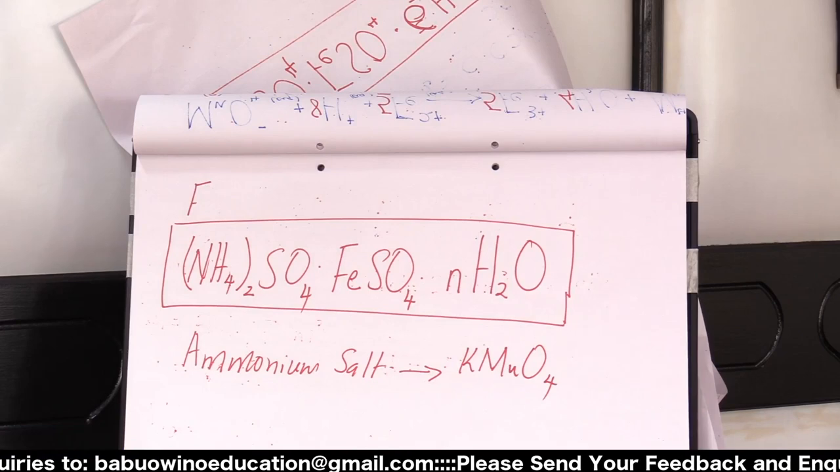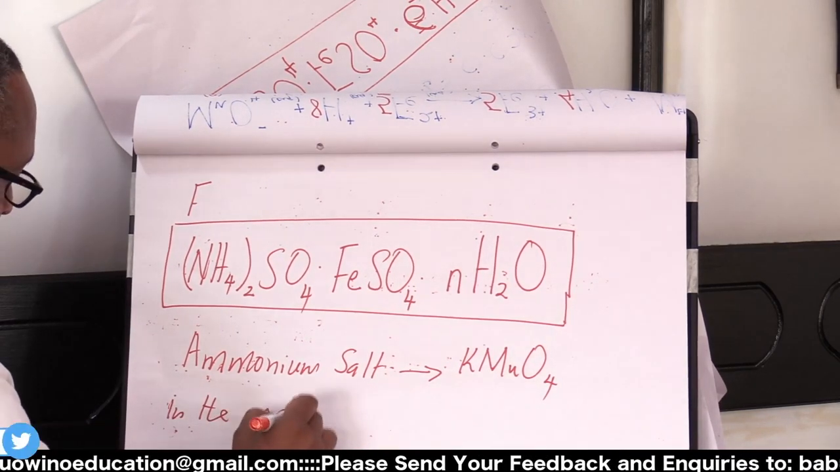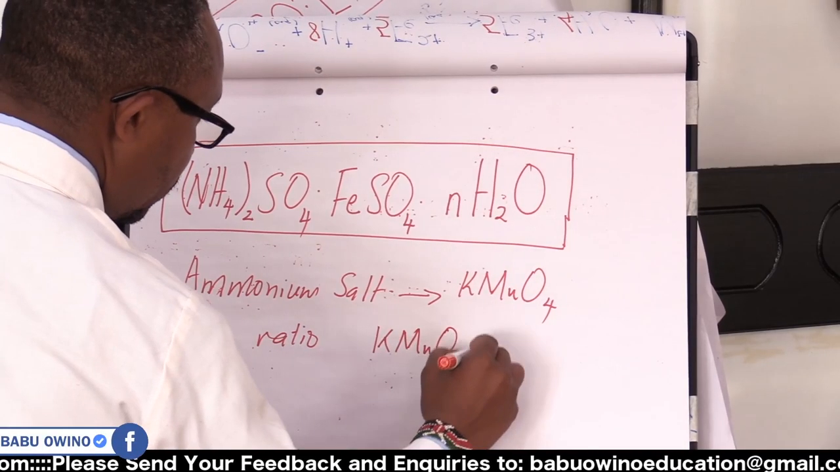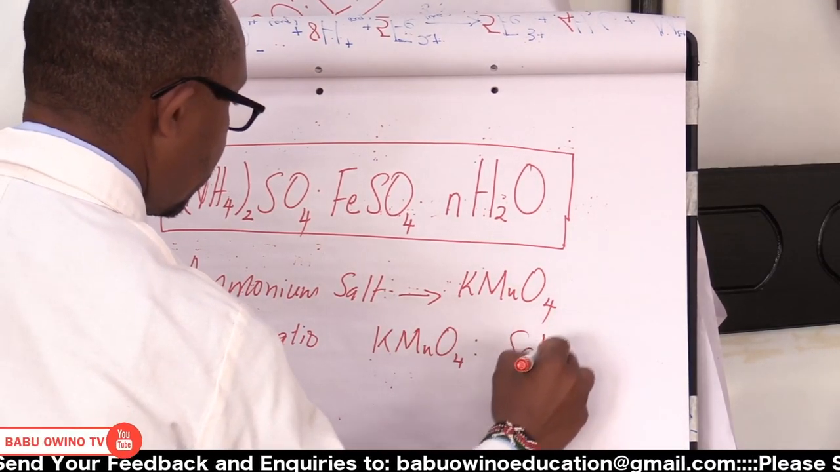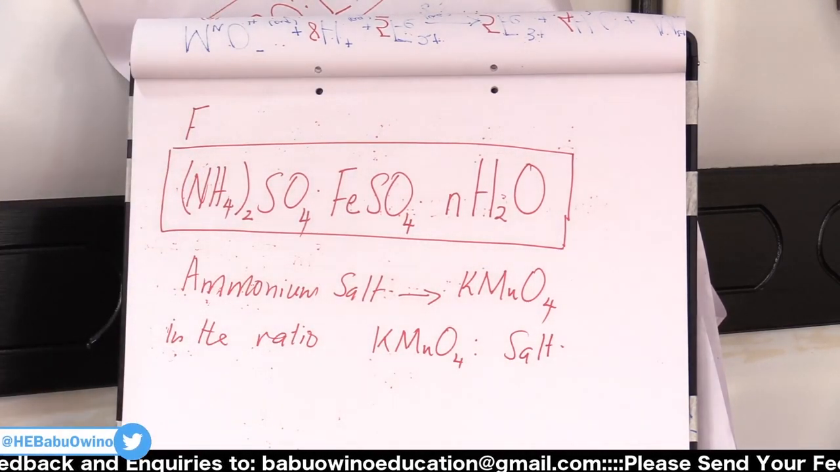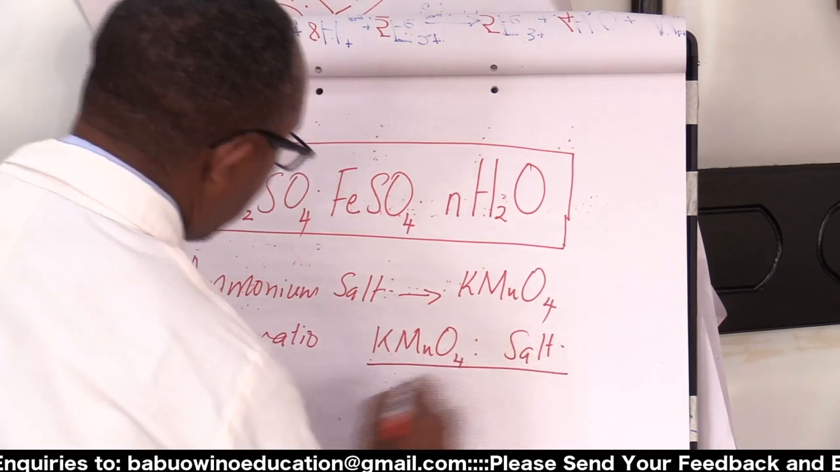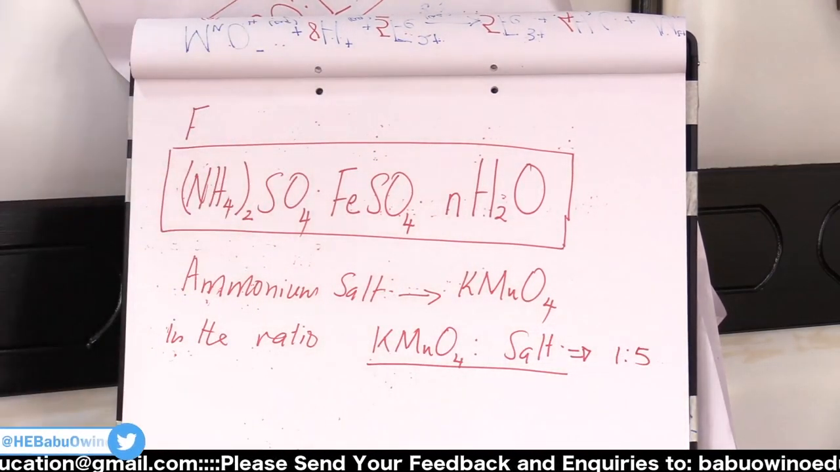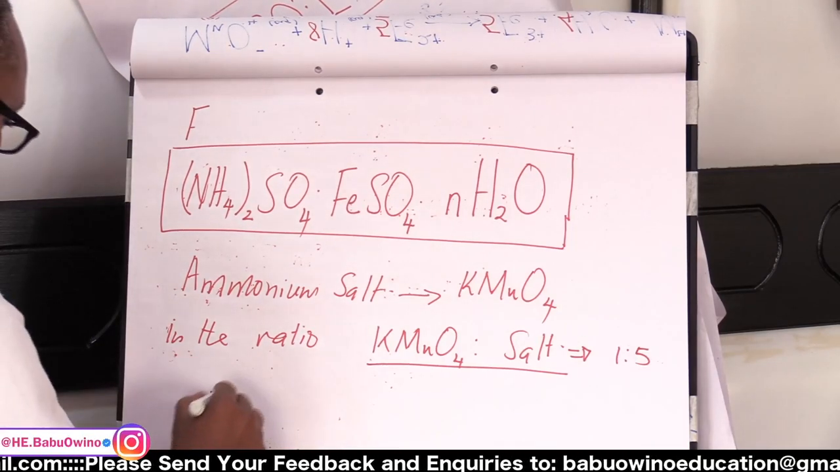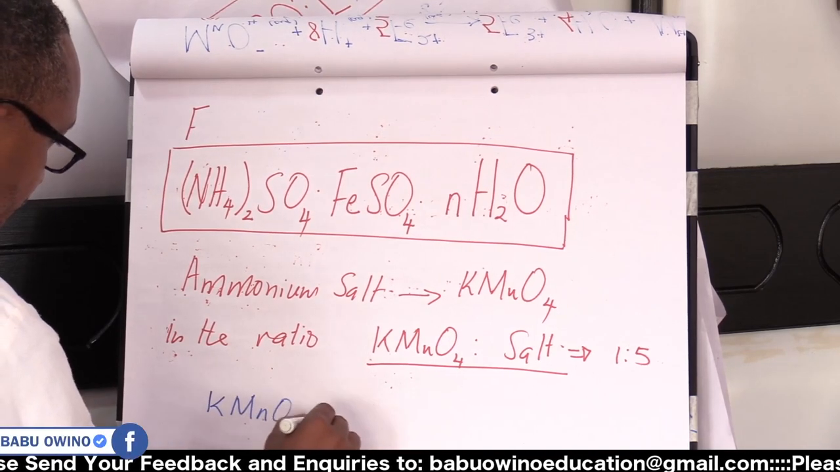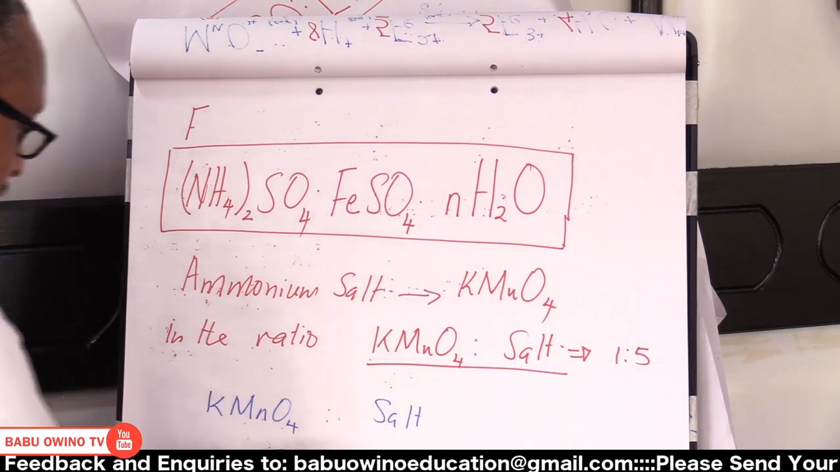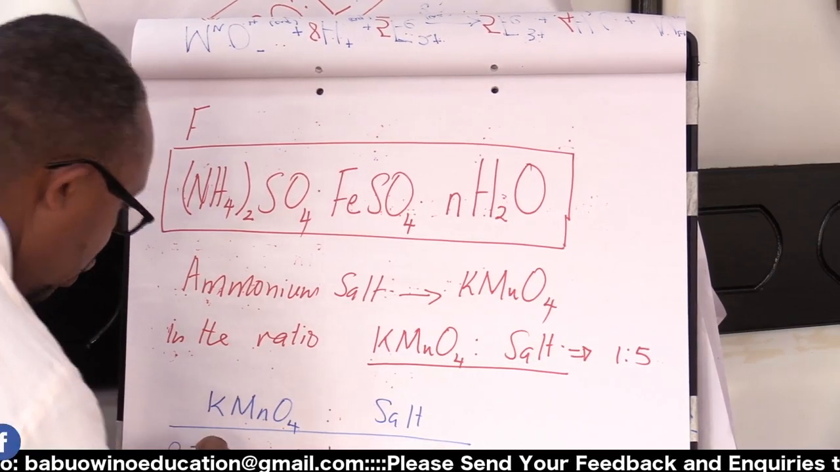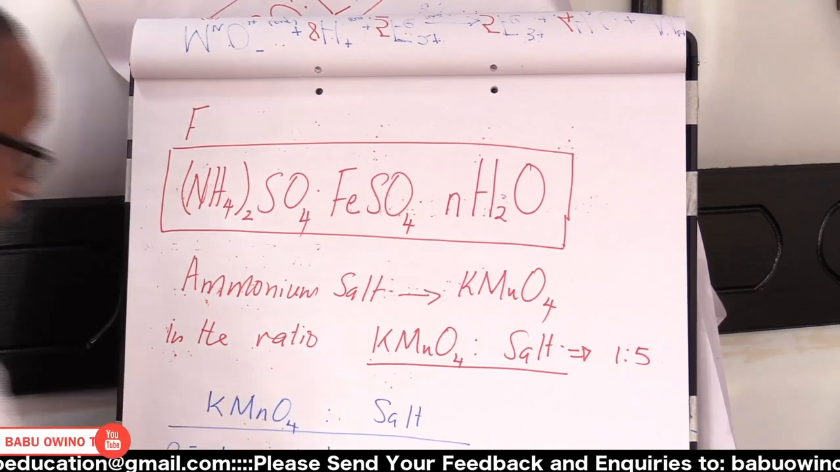You'll be told it reacts in the ratio, where the permanganate is to the salt. He will not tell you which salt it is. Now, in this case, you will be given the ratio here, 1:5. So what does that tell you? That you have the permanganate is to the salt. This is your A. This is your B. Your A is 1. Your B is 5.